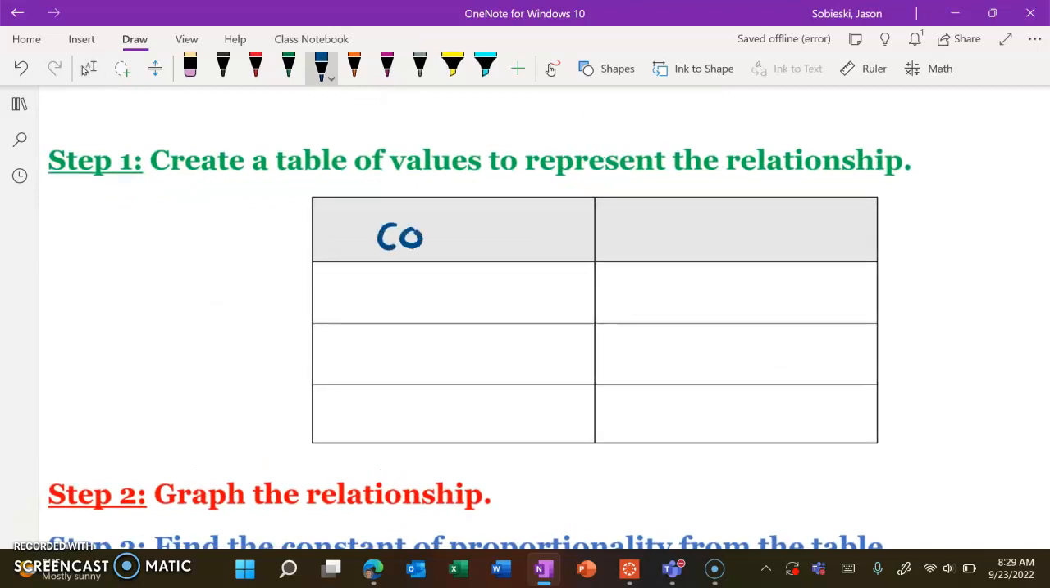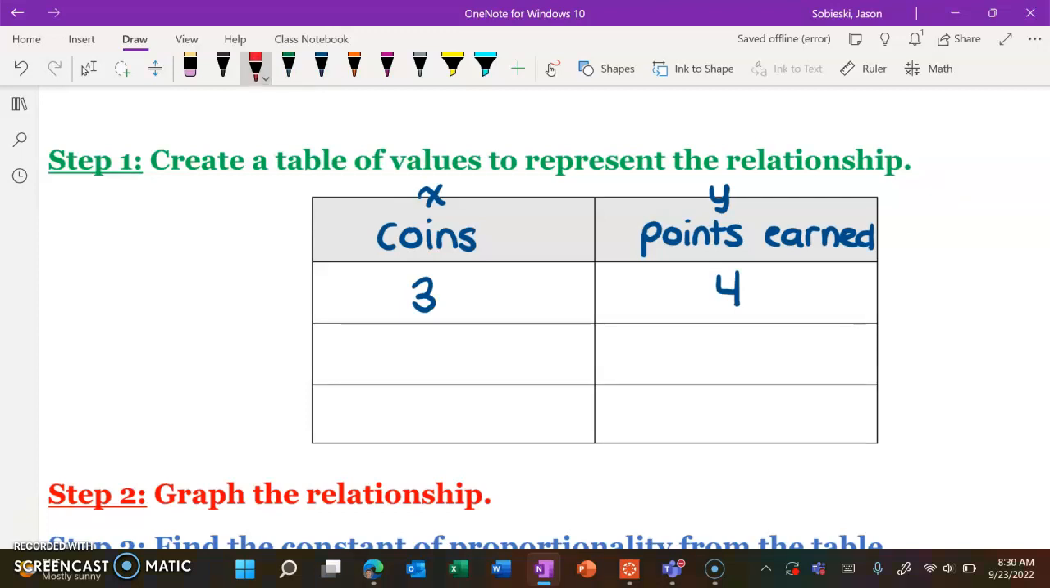Again, we know coins is going to be the x, and points, we'll say points earned, is going to be the y. And again, they have to give us a piece of information to start our table with, and we know that for every 3 coins, we are going to earn 4 points. So they want us to fill out the rest of this table.